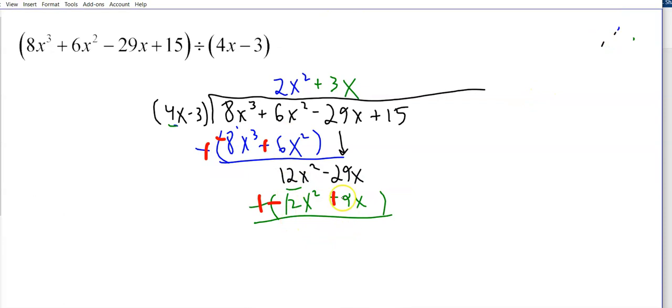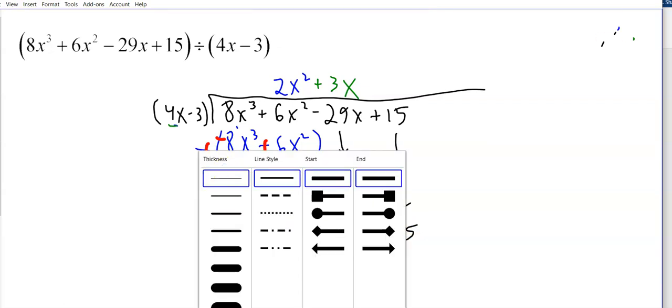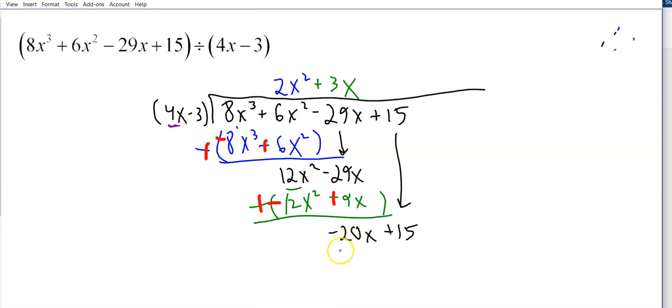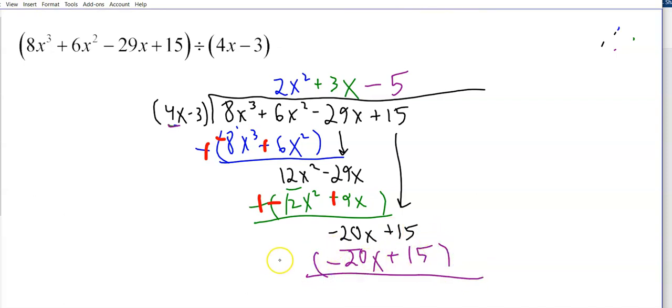Okay, so the first term goes away. Negative 29x plus 9x is negative 20x. Bring down the next term, so plus 15. Getting close, almost there. So 4x times what is negative 20x? So 4 times negative 5, so minus 5 is my next term, so negative 20x should match. Plus 15, ooh, that's good. I kind of like this. Let's see what happens. Just subtract, don't forget to distribute the negative.